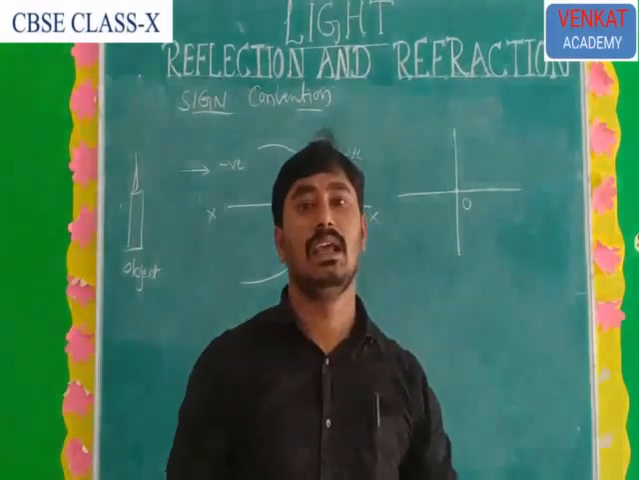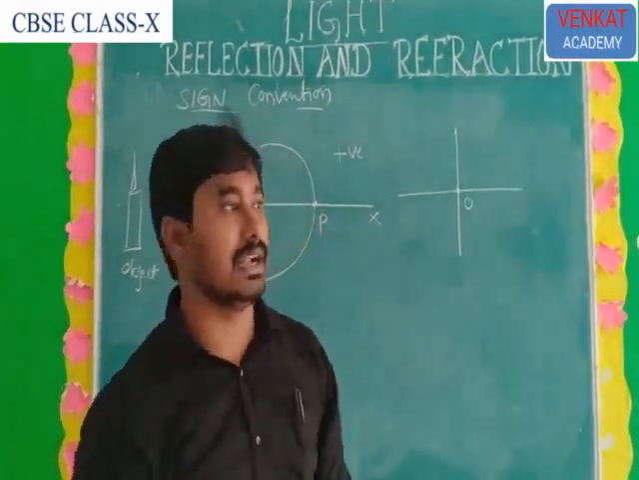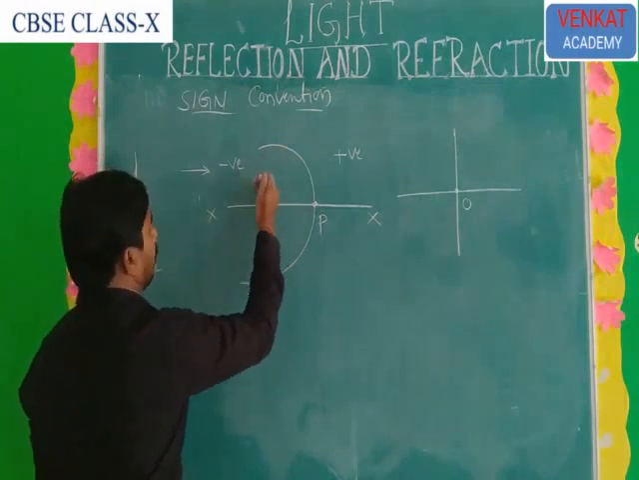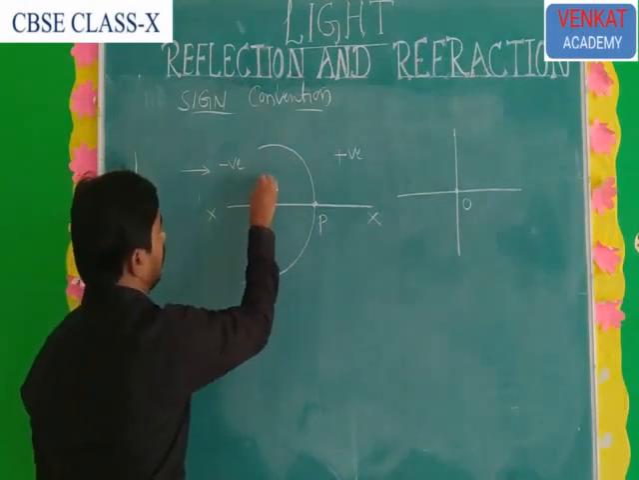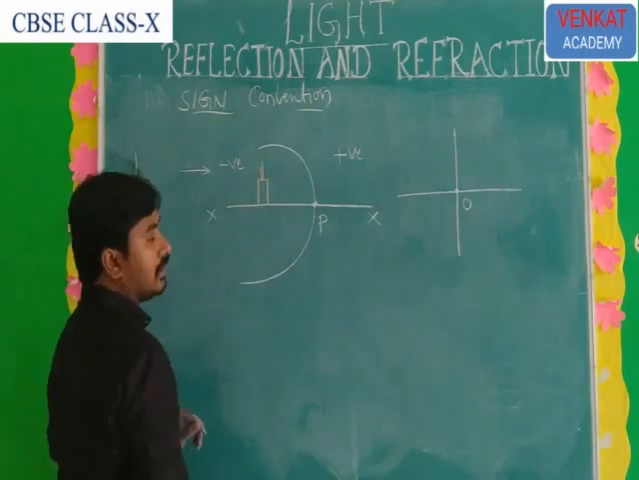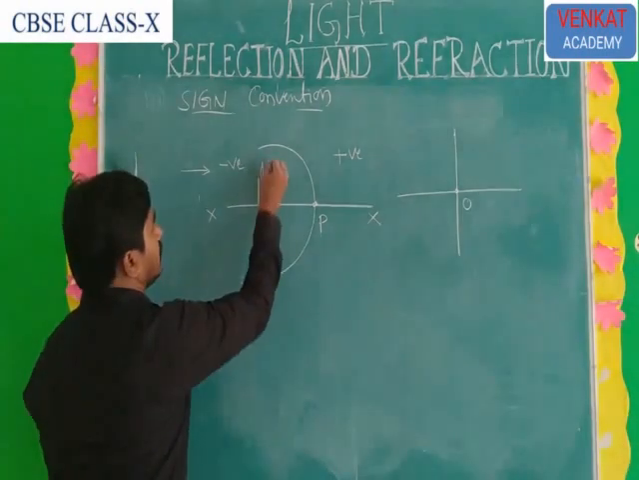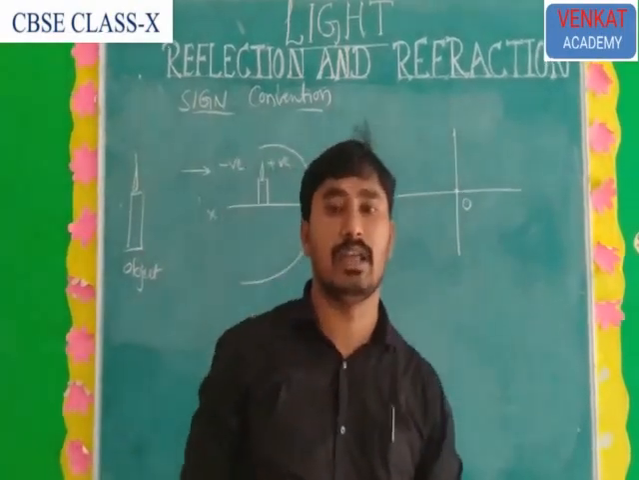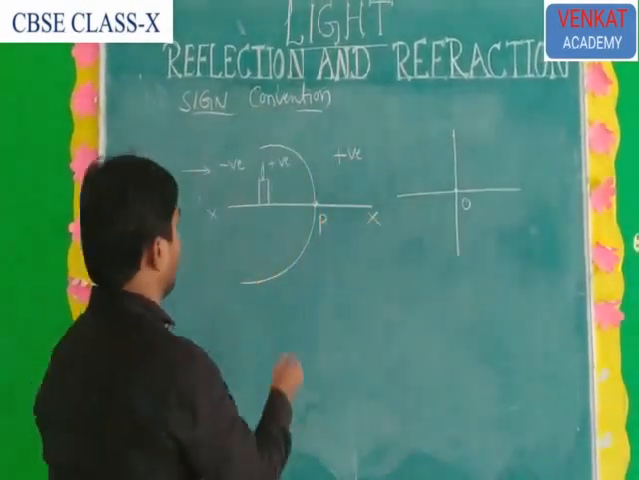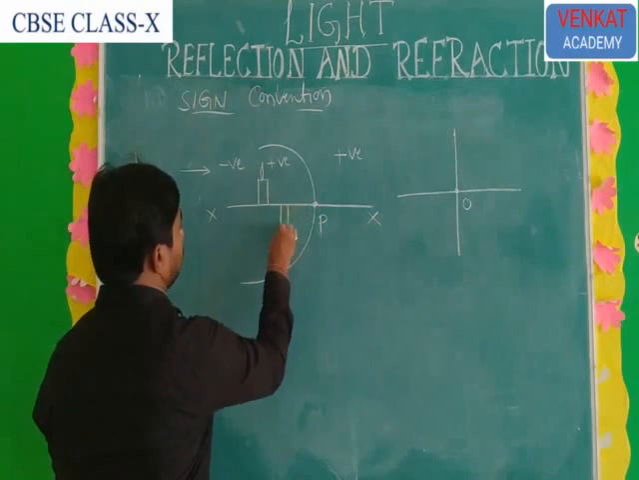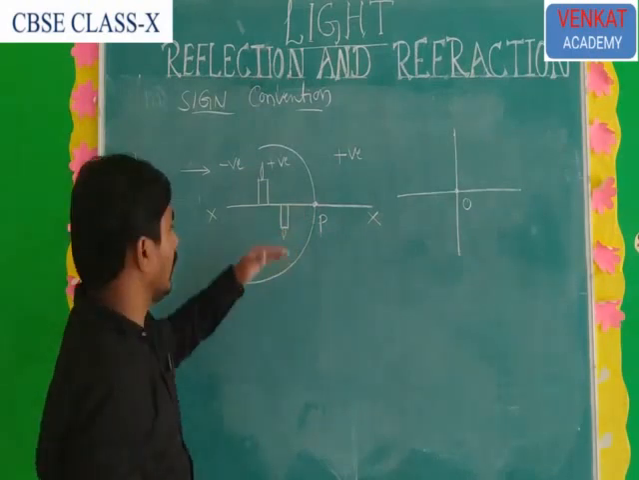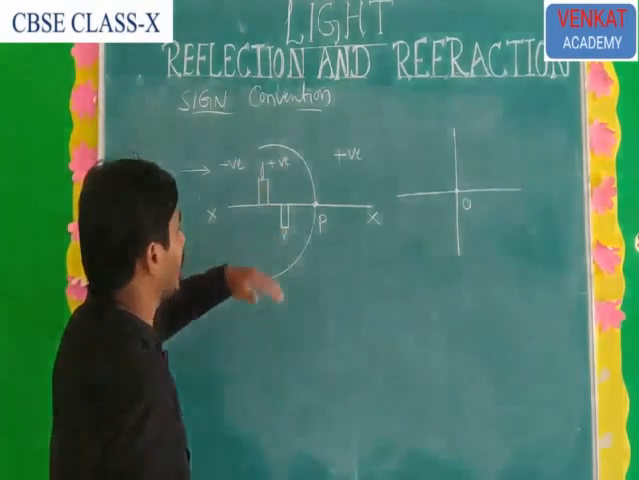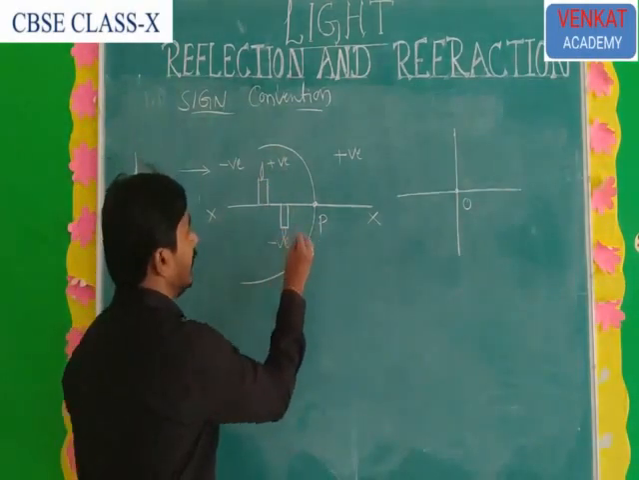Next, especially in the height conditions. Above the principal axis, for example, if any object is there, you write it as positive. Above the principal axis, all values you have to take positive. If any image forms like this, below the principal axis, all measurements should be taken as negative.